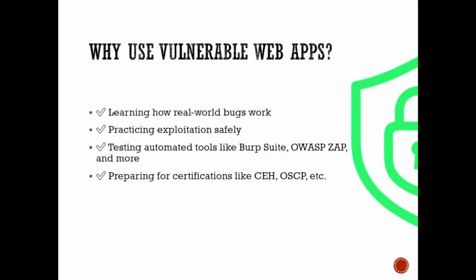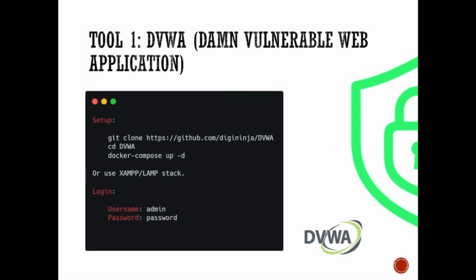Why use vulnerable web apps? These apps are designed for learning how real-world bugs work, practicing exploitation safely, testing automated tools like Burp Suite, OWASP ZAP, and more, and preparing for certifications like CEH, OSCP, etc. Tool 1, DVWA, Damn Vulnerable Web Application. DVWA is a PHP/MySQL app that simulates SQL injection, XSS, CSRF, command injection, and file upload. It comes with difficulty levels: low, medium, high, impossible, perfect for beginner to intermediate learners.